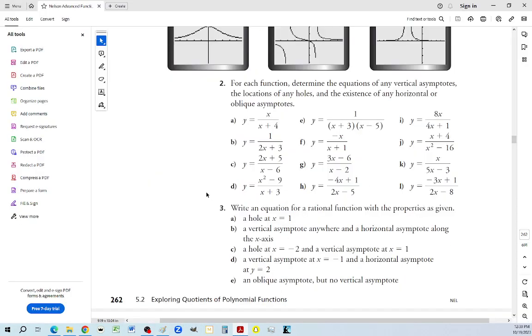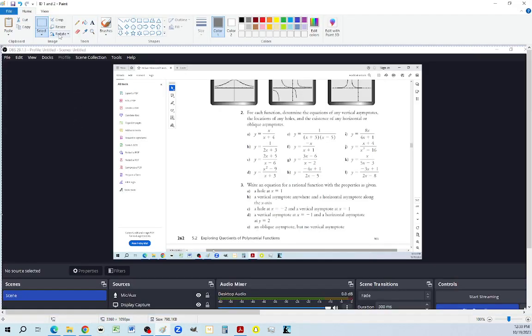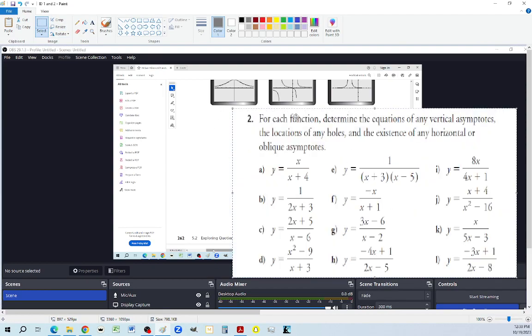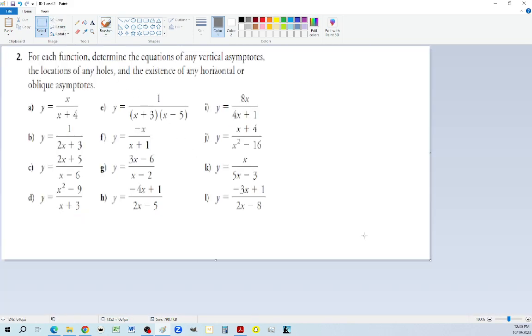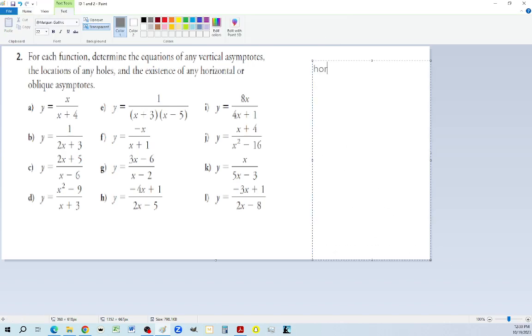I'm trying to do these quickly. This one I'm not going to do all of them. Instead, I'm going to show you the 3 things we should be looking for. Okay, good enough. To figure out a hole, these are 3 things they're asked to look for. The horizontal asymptote. Verticals are easy.